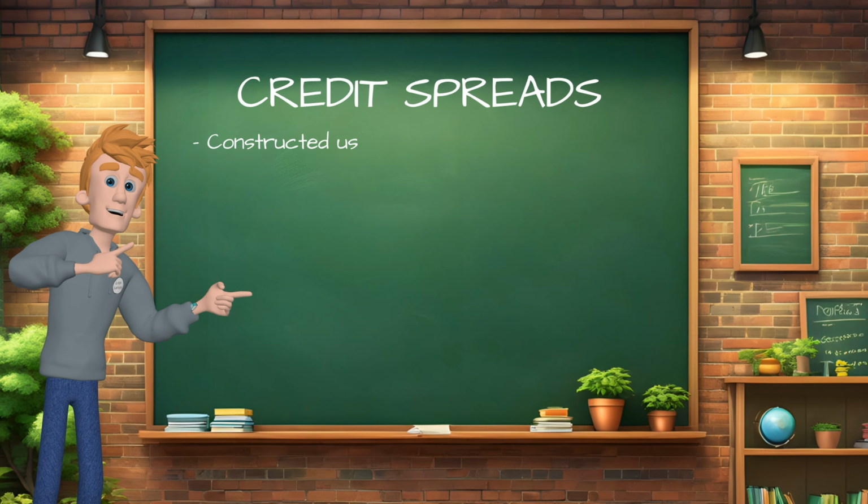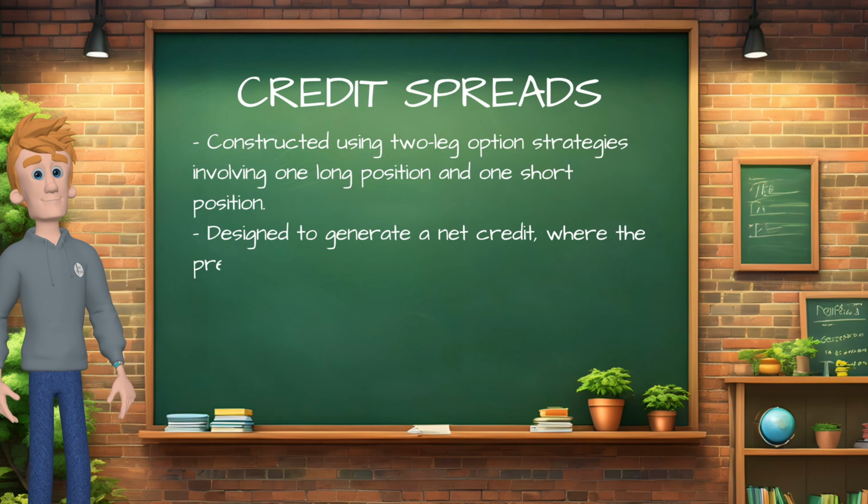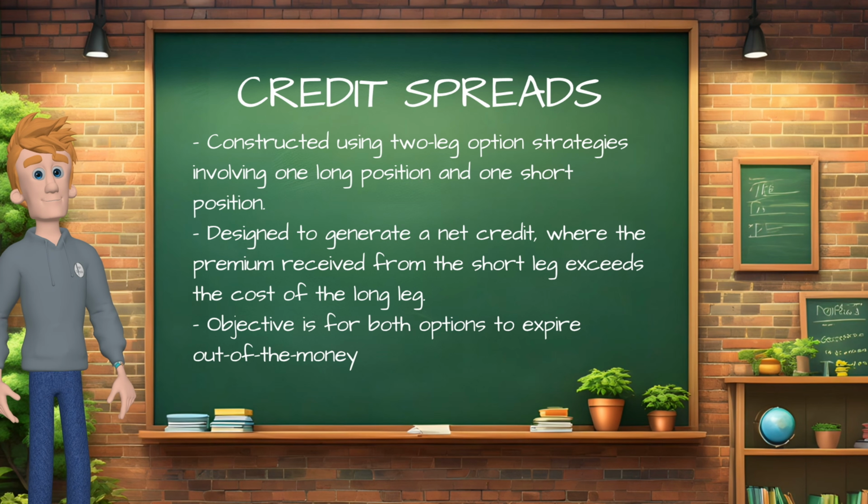Credit spreads are strategies that involve two trade legs, a combination of a short and long option. The concept of this strategy is to receive more from the short options than what you pay for the long options, and that results in a net credit. When selling credit spreads, the goal is for all the options to expire worthless.